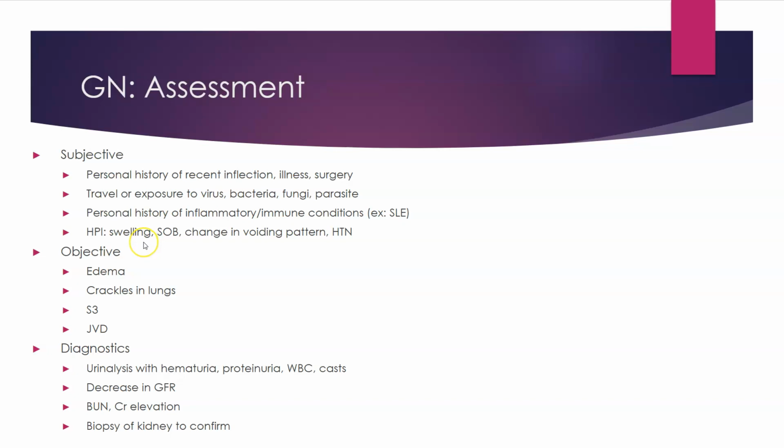History of present illness might include swelling, shortness of breath, changes in voiding patterns, or hypertension. Objectively, we'll probably notice edema, crackles in the lungs, S3 heart sounds, and JVD. Diagnostics, so UA, UC, looking for a decrease in GFR, changes in BUN and creatinine, and then ultimately we'll do a biopsy to look at the cell tissues themselves and see if they're damaged.